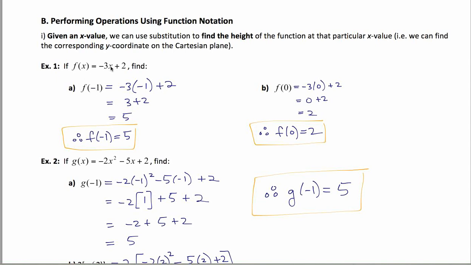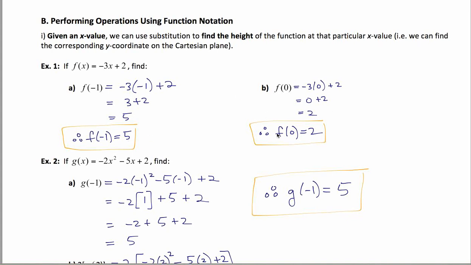So now we're going to replace x with negative 1 here on the right-hand side of the function. Okay, so then we just perform our operations here. We evaluate, we get 5. So f at negative 1 equals 5. That means that an x value of negative 1 will give the function a height of 5. So this point would actually be negative 1, 5.